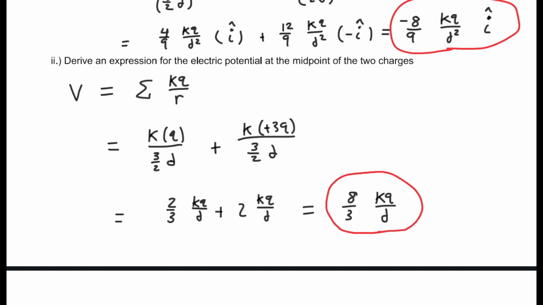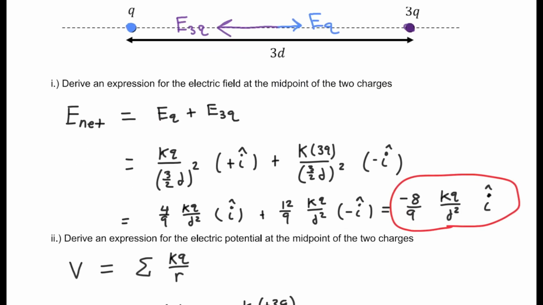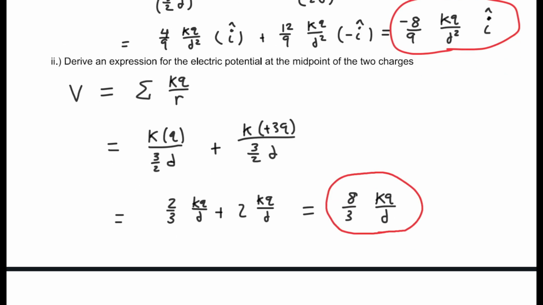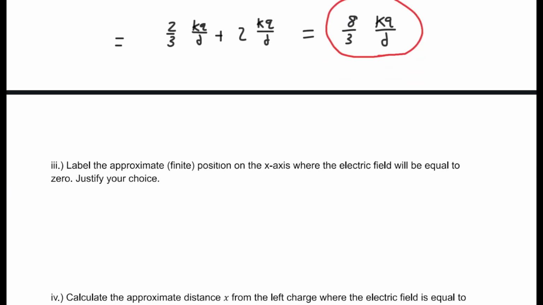And again, notice that even though the fields tried to cancel, electric potential didn't, because electric potential only depends on the sign of the charge, and they're both positive, so both charges would be pushing up on the terrain, trying to make a hill. You'd only get negative potentials if you get some sort of a valley caused by negative charges. So now we'll try to label the spot on the x-axis where the field will be equal to 0. Again, it's important we want to find where the electric field is 0, not the potential.